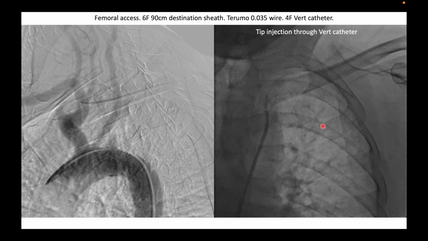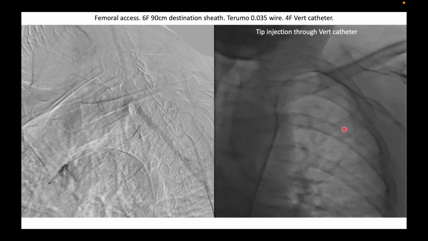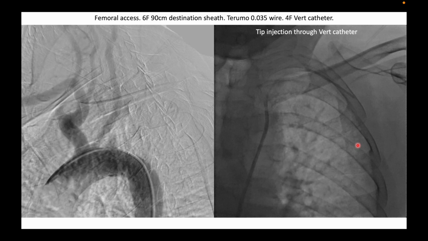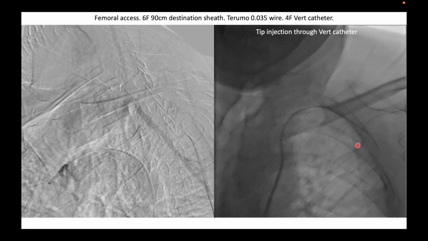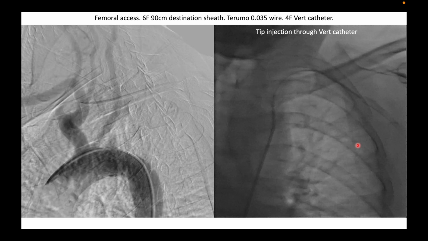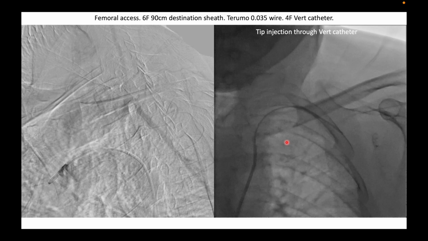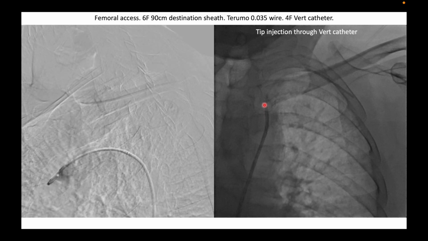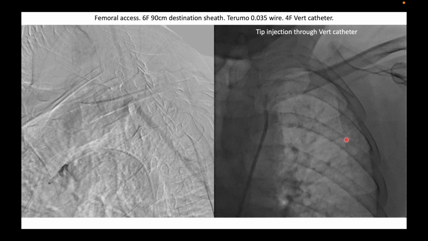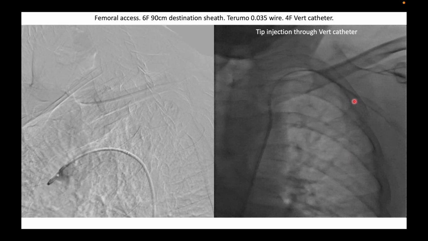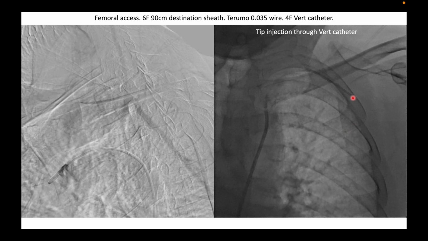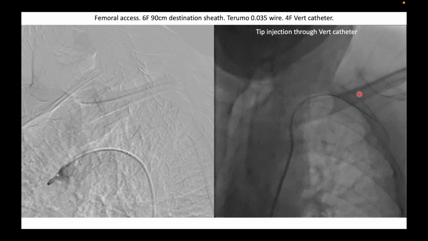wire, 035 wire, was crossed, Terumo 035, stiff tip angled. This is not the routine Terumo wire that we use in the coronary interventions for exchange. This is the Terumo stiff tip angled wire 035 which was used, and then a 4 French vertebral catheter was taken on the wire and that easily crossed the lesion, and after removing the wire, this is the tip injection from the 4 French vertebral catheter, and we made sure that we were in the true lumen in the axillary artery.